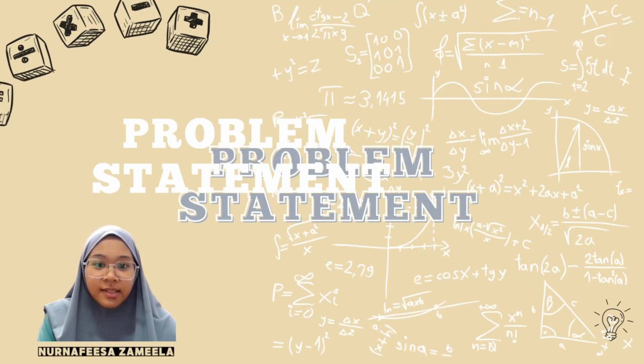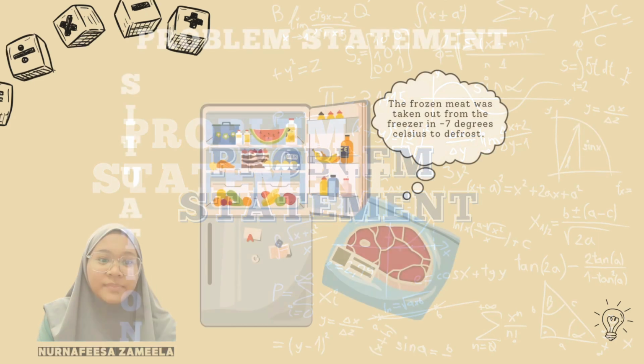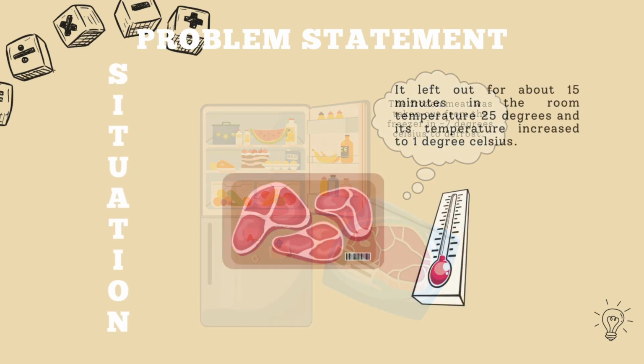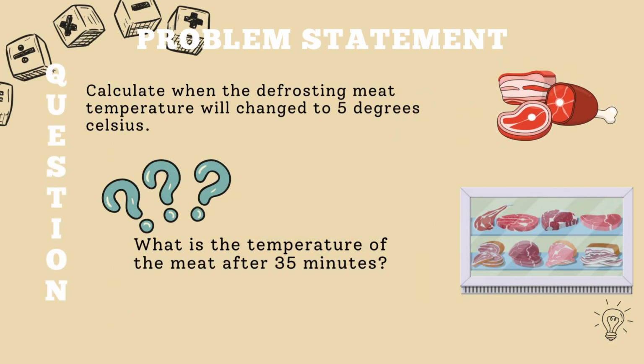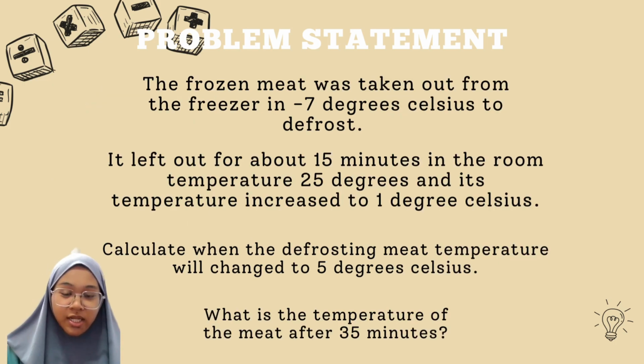Okay, next, let's go into the situation and problem that we have. From the situation, the frozen meat was taken out from the freezer at negative 7 degrees Celsius to defrost. It was left out for about 15 minutes in the room temperature of 25 degrees and its temperature increased to 1 degree Celsius. We need to calculate when the defrosting meat temperature will change to 5 degrees Celsius. So the question is, what is the temperature of the meat after 35 minutes?